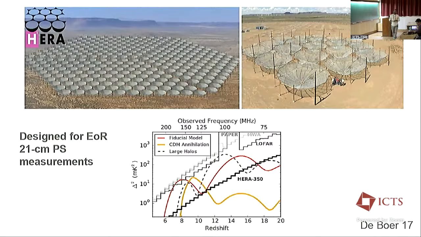So I will be talking about this HERA, Hydrogen Epoch of Reionization Array telescope. It is designed for the power spectrum estimation, or statistical measurement, of the 21 centimeter signal. And with this full configuration, it can measure the 21 centimeter signal within 1,000 hours of observation. This is a cartoon design of HERA, and this is one of the antennas of the telescope.